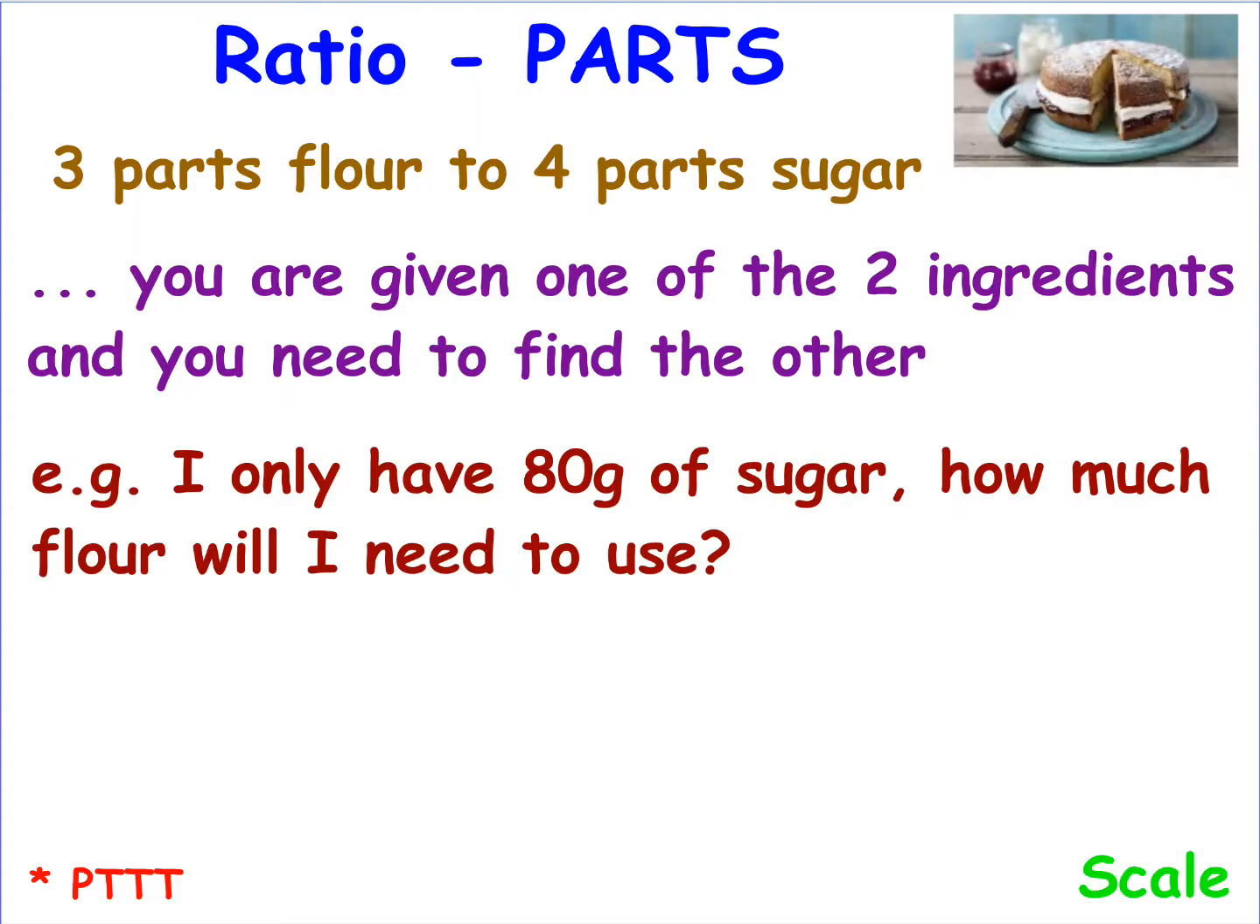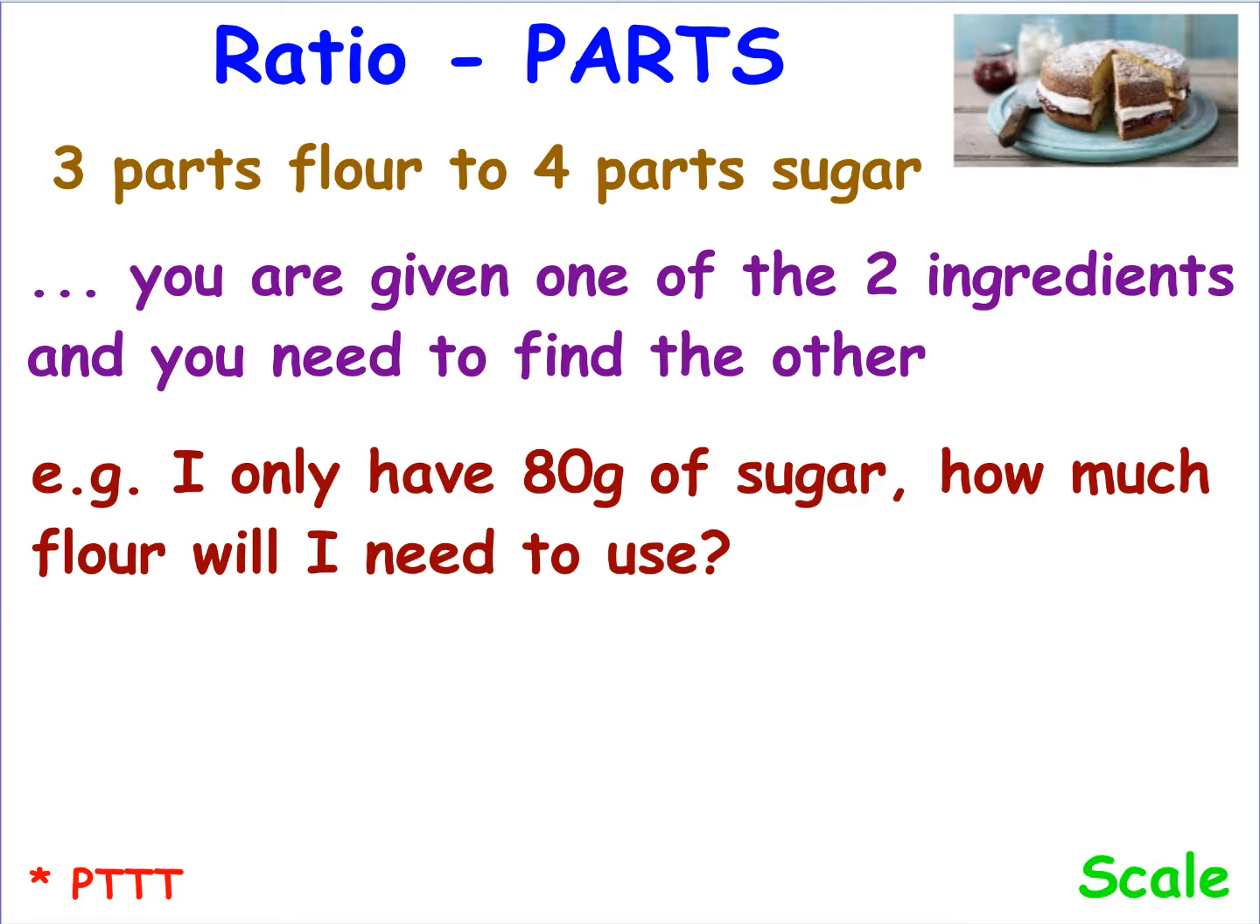Now, the other type of ratio you need to become familiar with, and this is probably the most important of the two calculations, is what we call a parts ratio. So instead of getting the total, I'm going to give you one of the two parts and you put that value under the part to find your scale.